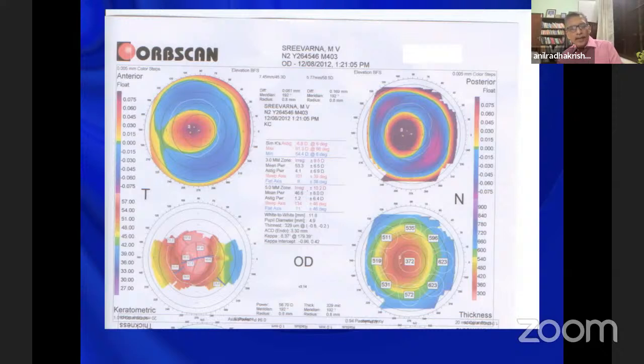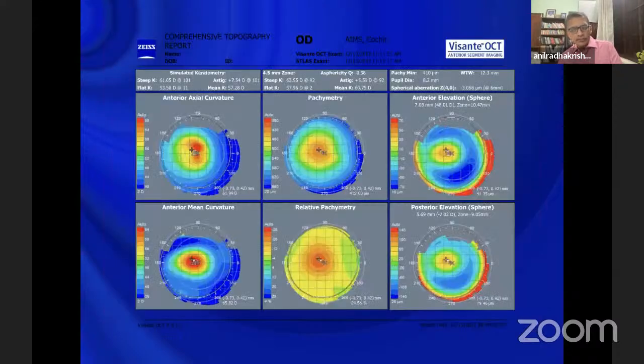Then if you look at the pachymetry here, the thinnest point is seen to be 329 microns. So this patient came for a second opinion. We did an ultrasound pachymetry in which we found that it is around 400 microns. And we did an OCT. This also showed around 400 to 410 microns.